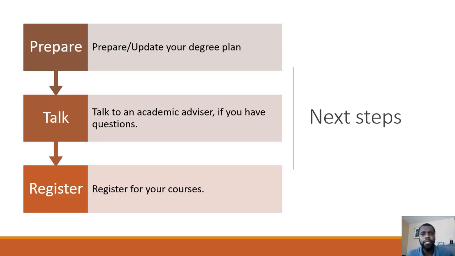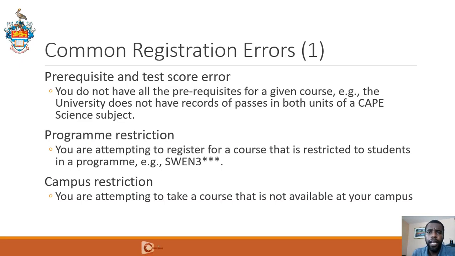So what are your next steps? Well, prepare or update your degree plan, right? Hopefully you're updating your degree plan because you prepared one already in second year. Talk to an academic advisor if you have questions, and then register for your courses. So quickly, a few common registration errors. If you see a prerequisite and test score error, that means you do not have all the prerequisites for a given course. So for example, you might be trying to take a third-year course whose prerequisites you may not have.